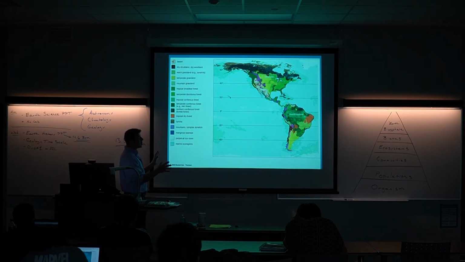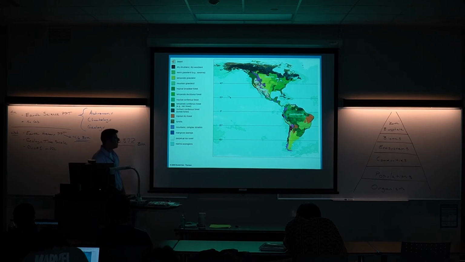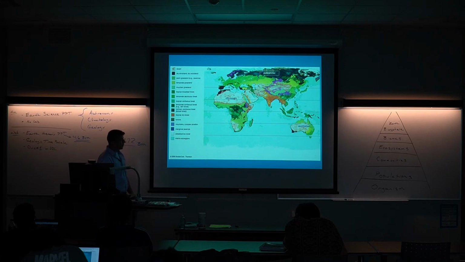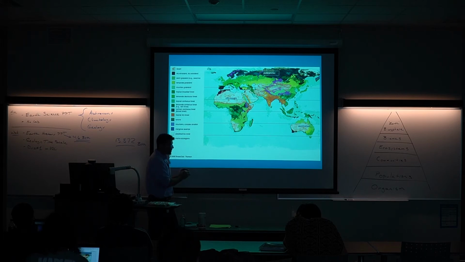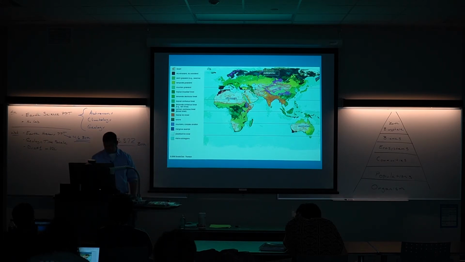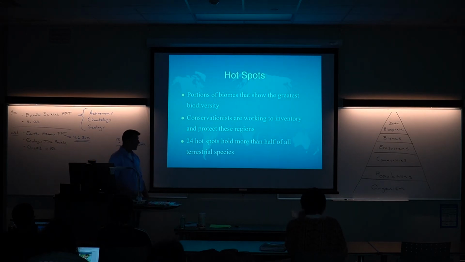So you can see this is a much more detailed map of different biomes in the northern and southern hemisphere, or North and South America, I should say. And this is expanded over there for Africa, Europe, and Australia. Again, we don't have to know all the different ecoregions all over the globe, but what we need to know basically is that there is a connection between diversity of habitat and diversity of species. In fact, there are certain biomes that are more diverse than others.